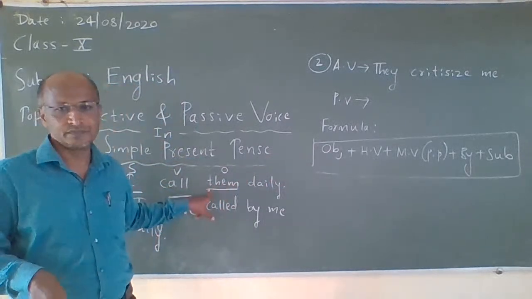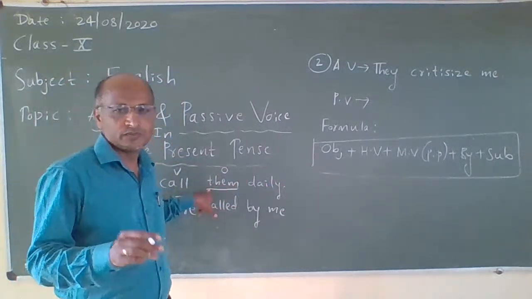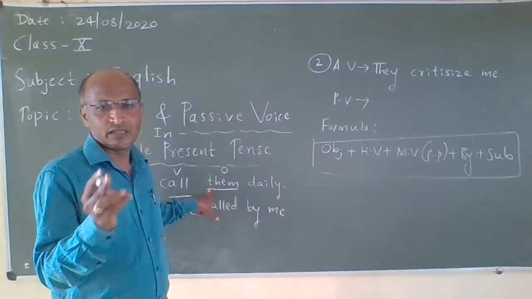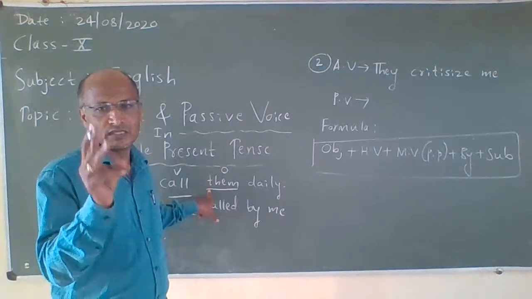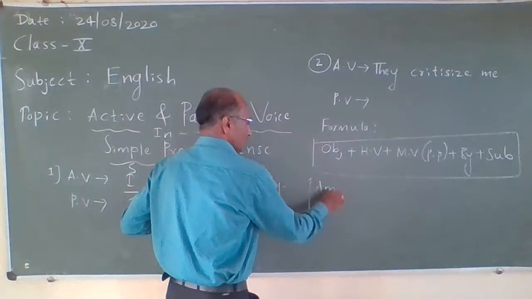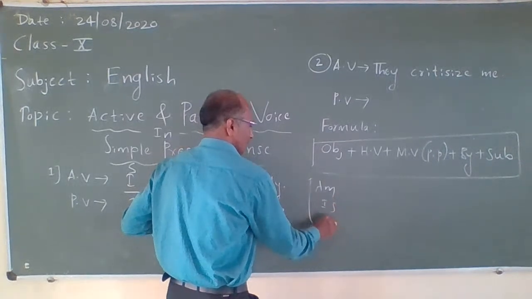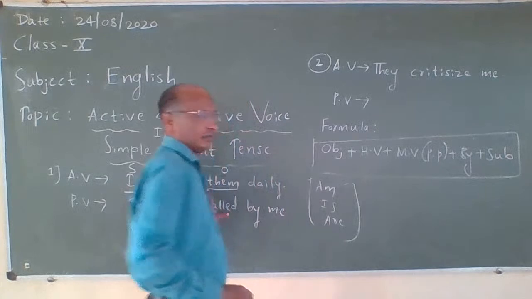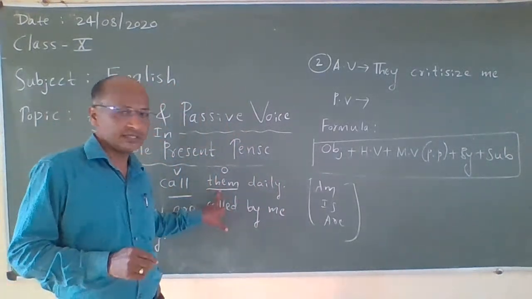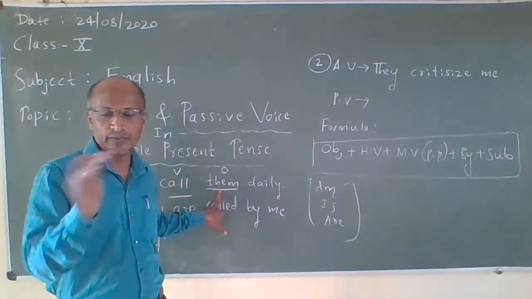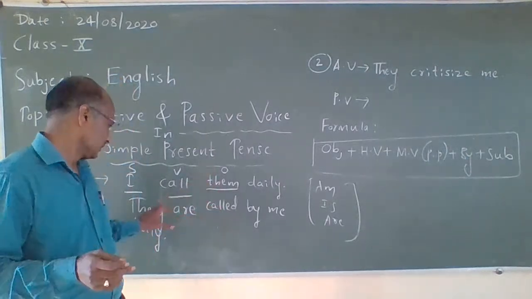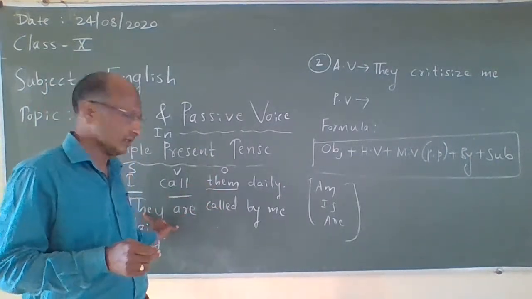The object is them. Just now I have told you, in simple present, while changing active to passive, we should focus on the three important helping verbs: am, is, are. Right? Here, them is the object. While changing active to passive, them is changed to they. Here I have written they.